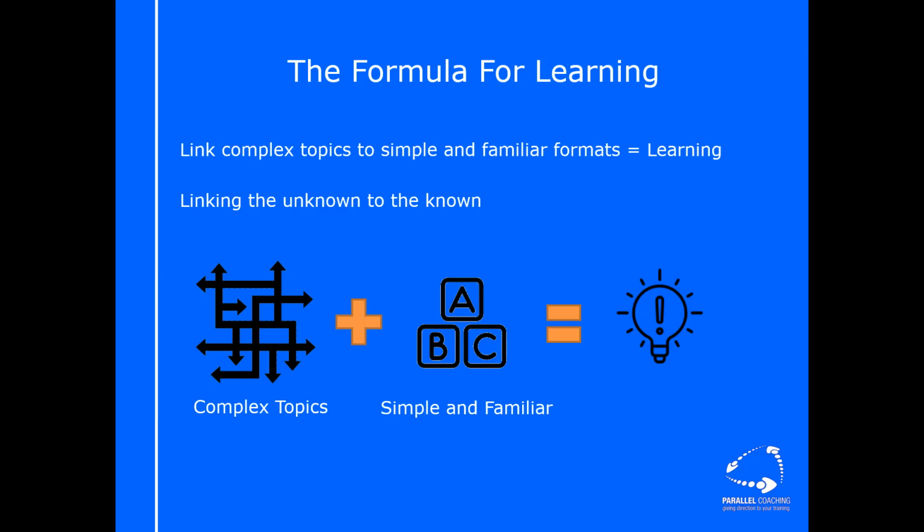So the formula is to link things that you don't know, so this new thing we're trying to learn, and then link that to something that is already familiar to us that we do know. And that's what creates learning. So for example, the complex topic could be energy systems. And regardless of how deep we go into energy systems, whether we're looking at it here at level 3, or whether we're looking at a graduate level and we're talking about the in-depth level of the Krebs cycle, whatever it might be, these complex details need to be translated into something that is simple and familiar.